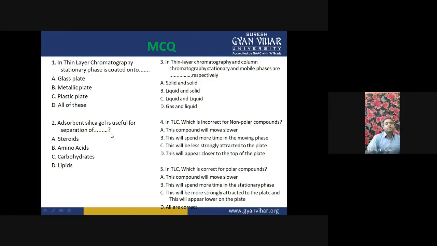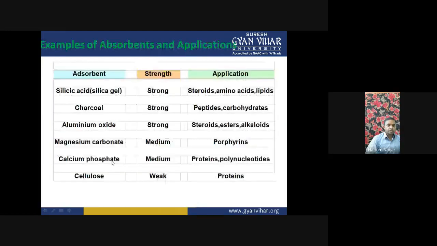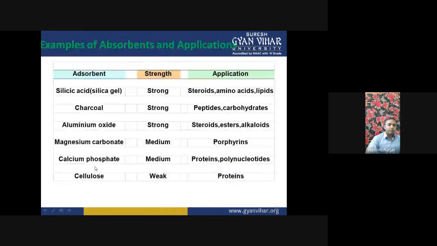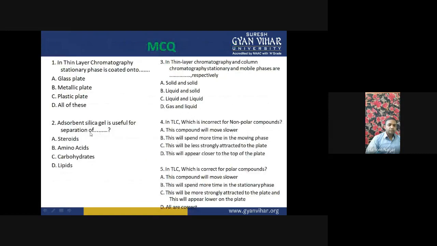Second question: adsorbent silica gel is useful for the separation of what? So for this separation, silica gel is used actually for steroids, amino acids, and also for lipids. So it is not used for the carbohydrates. Okay.